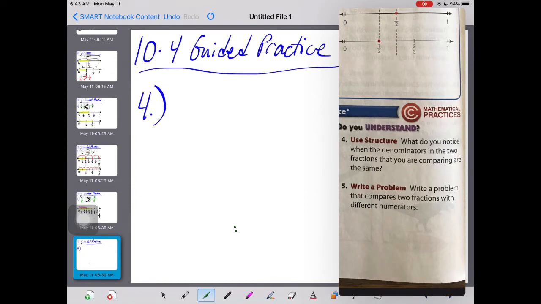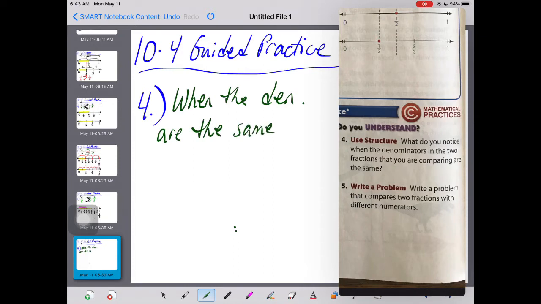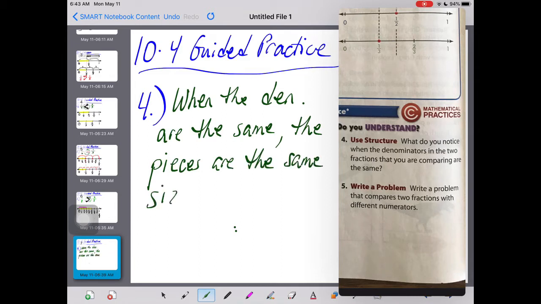So I think a good answer for number 4 would be: when the denominators are the same, the pieces are the same size. And of course, we could get a lot more wordy than that, but I think that'll do it, right? Now let's go on to number 5.